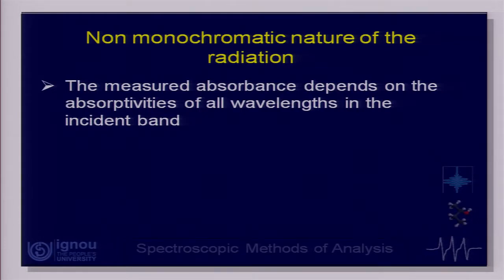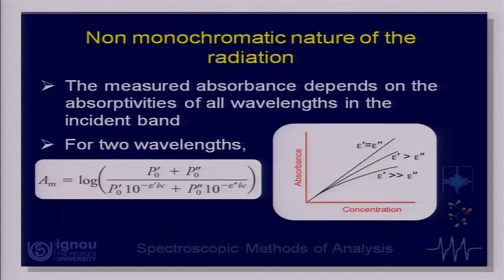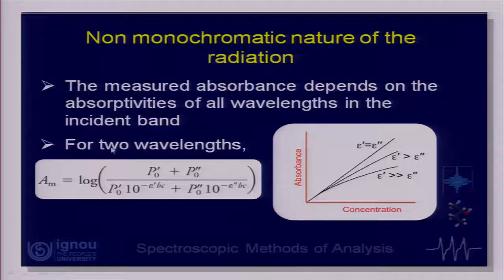Now, if I have only two wavelengths, let us see what happens. Suppose lambda 1 and lambda 2 happen to be very close to each other. For such a case, the observed value of absorbance will be given by the following expression. If these two wavelengths happen to be identical, let us take that assumption, then epsilon prime equals epsilon double prime. That means I will observe this straight line, that means the Beer-Lambert law will be observed.